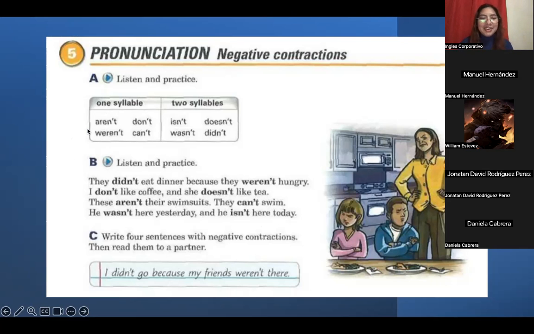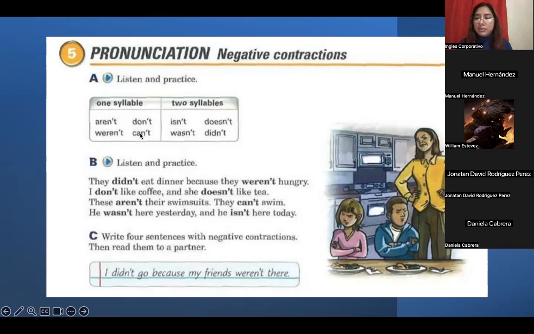Okay, so here we are going to repeat. You are going to repeat after me, in order to practice the pronunciation of one-syllable and two-syllable words, okay? So I'm going to start. Aren't. Aren't. Aren't. Yes, remember, aren't. Don't. Don't. Don't.